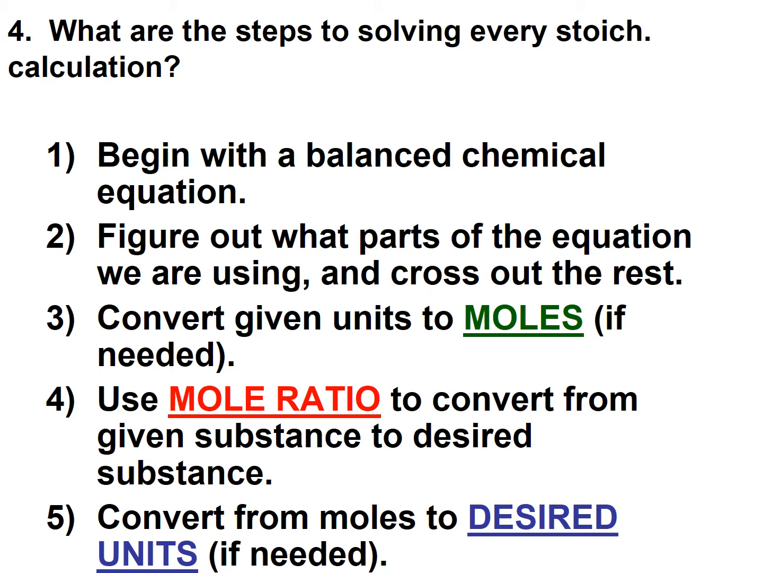Now, whatever we're given, we have to convert our given units to moles. Okay? Now, if we're given moles to start with, obviously we can skip that step. Once we have moles of our starting substance, we'll use the mole ratio to convert from the substance we're given to the substance that we want. And finally, if the problem asks us for something other than moles as our final answer, we'll have to do that conversion at the end.